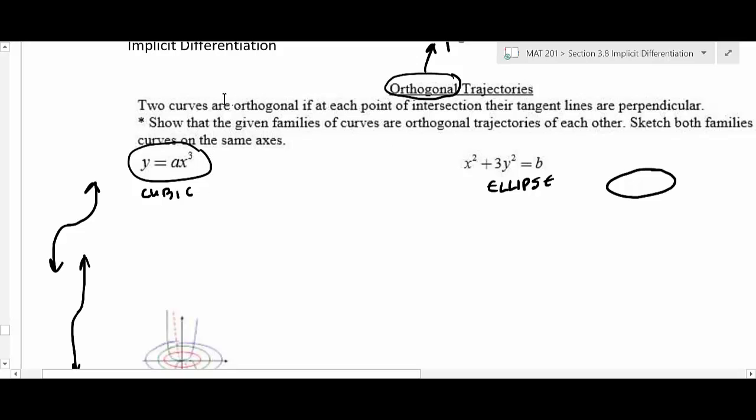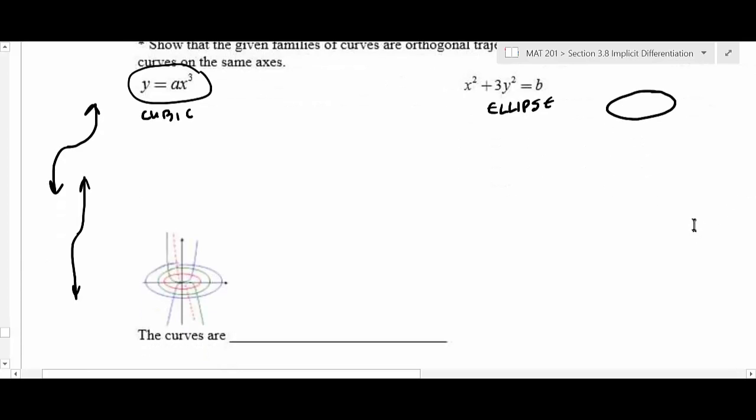So what we're going to do on this is show that the families of curves are orthogonal trajectories of each other. What we're going to do is look at whether the tangent lines are perpendicular. And it's not the trajectories themselves. The idea would be something like this.